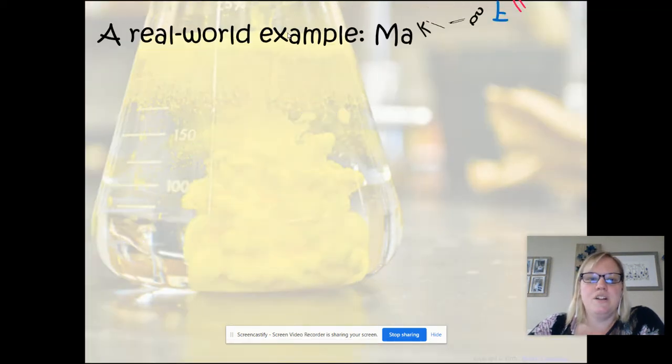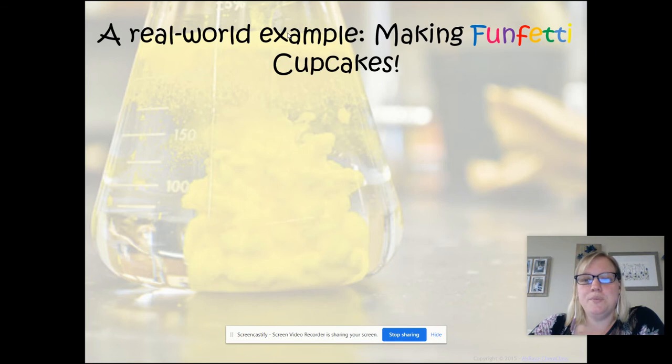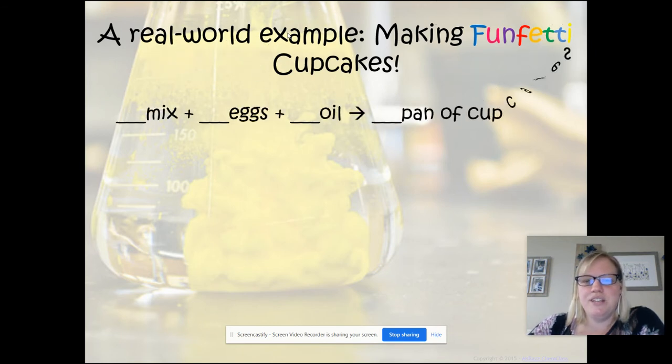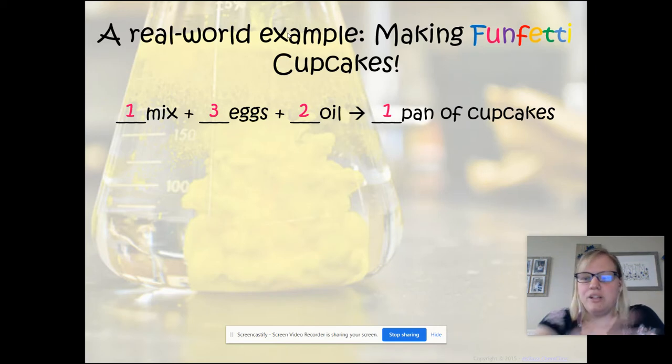Okay, so let's look at a real world example, and we're going to make some funfetti cupcakes. So our equation, if we were going to write this out, we're going to have a cupcake mix, some eggs and some oil and produce some pan of cupcakes. All right. So let's say it takes one mix, 3 eggs, and 2 tablespoons of oil to produce one pan of cupcakes. So that is our chemical equation, right?